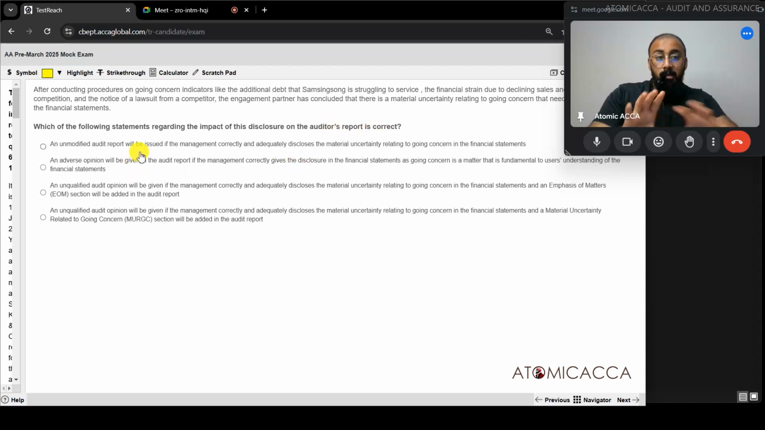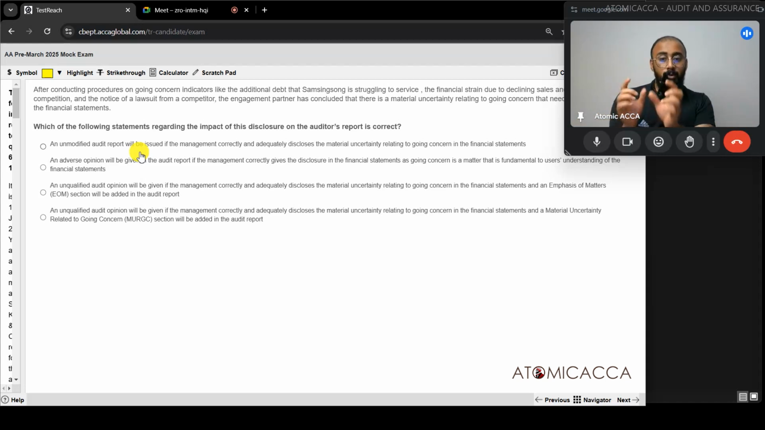So the whole thing is about a going concern issue. They are ready to make disclosures in the financial statements. The question is asking, if they made those disclosures, what will be the impact on the audit report? Very specifically for going concern uncertainties, within the audit report we have a special paragraph that directs to this disclosure, which is called the MURGC, the material uncertainty related to going concern paragraph. So it's a direct technical question.